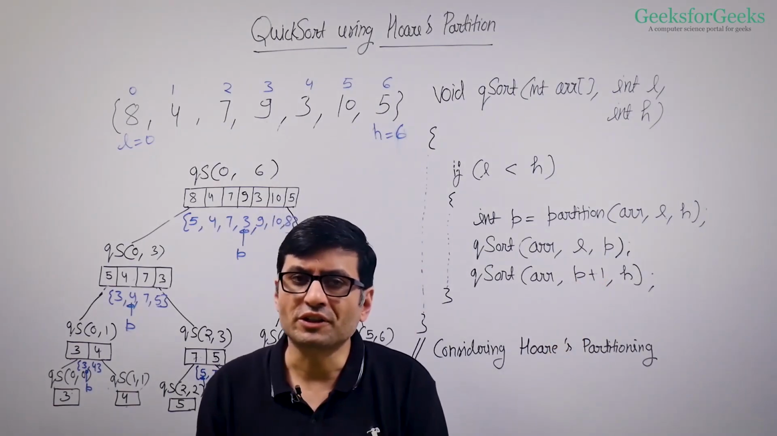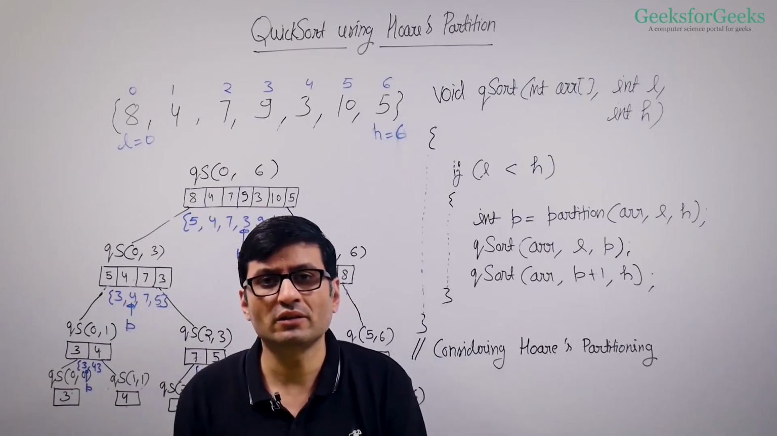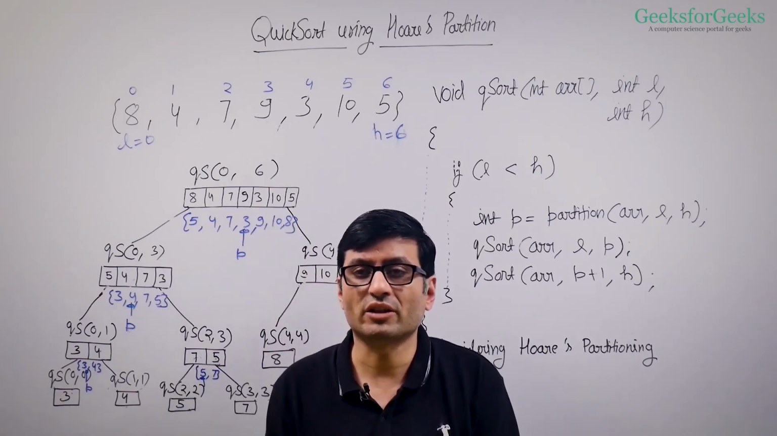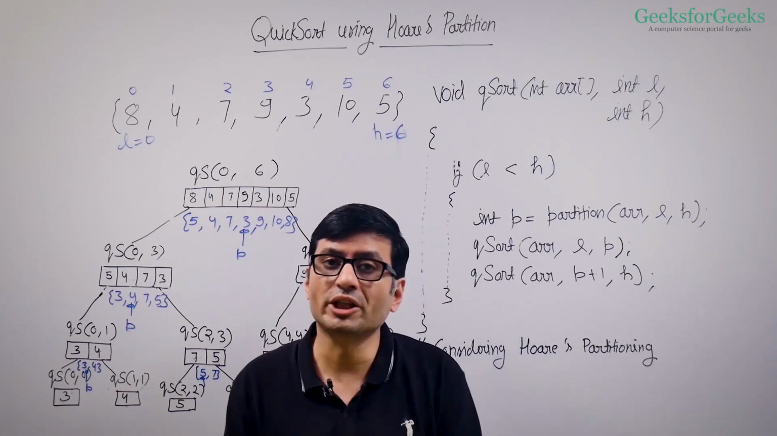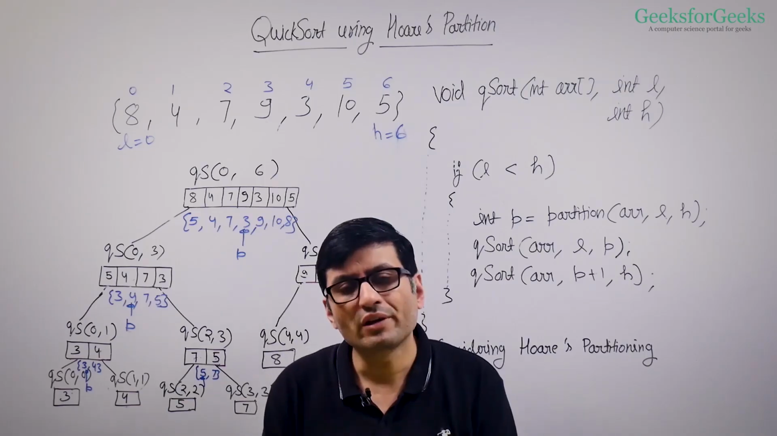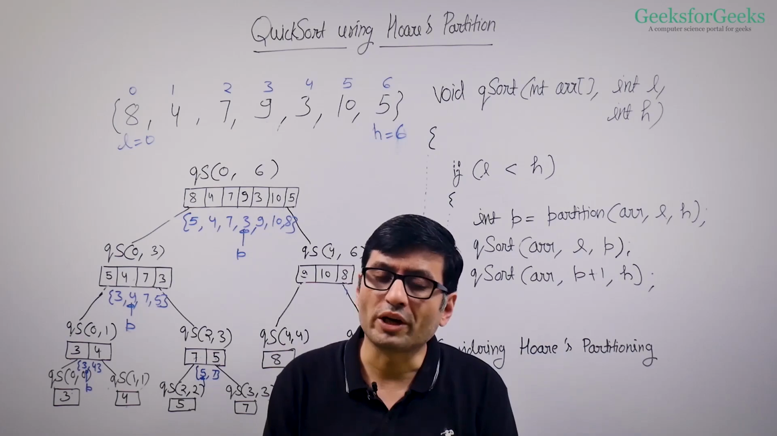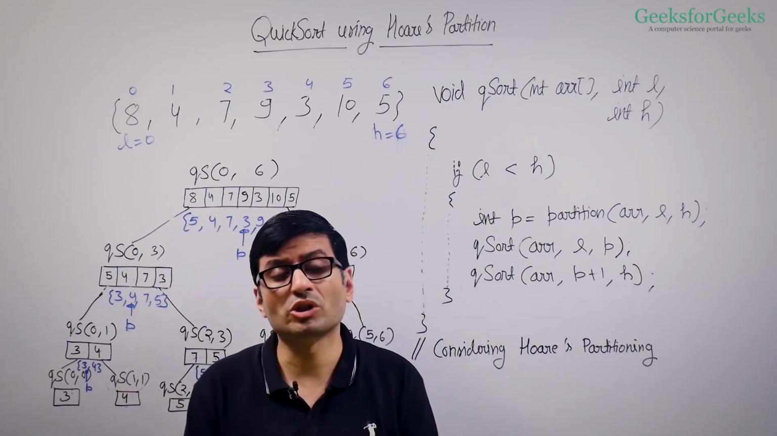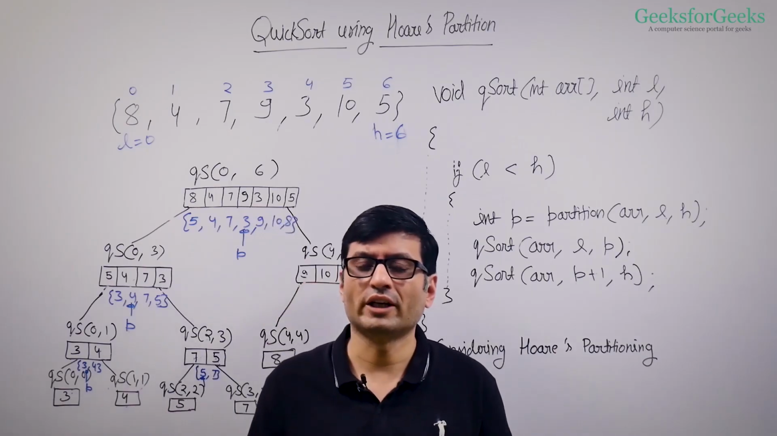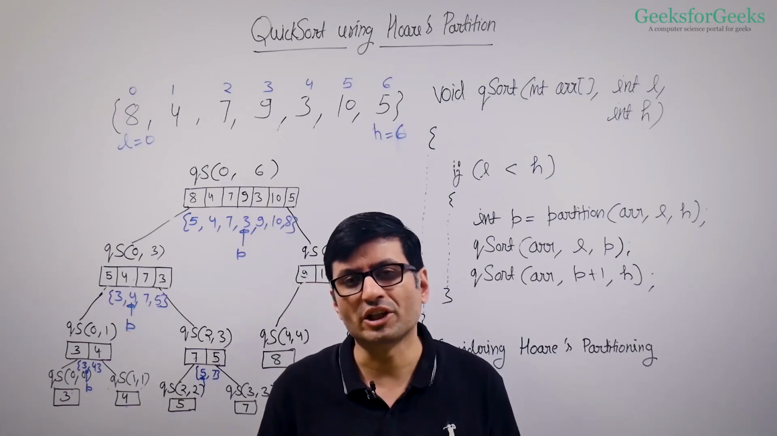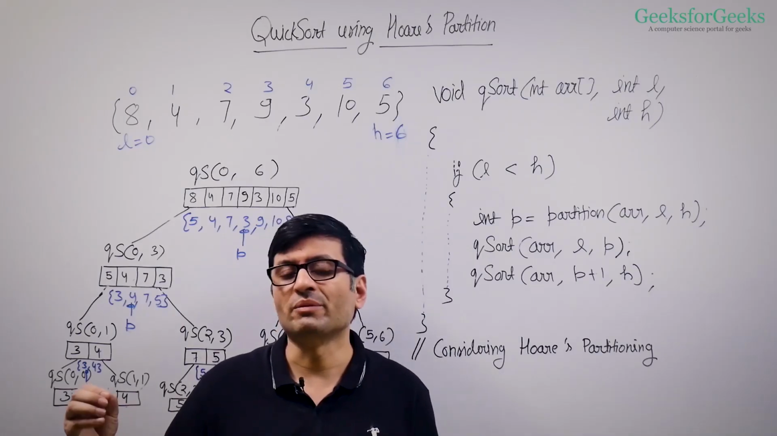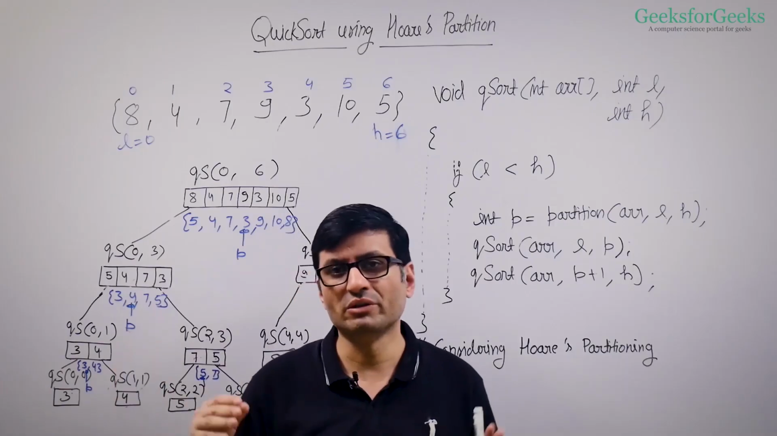Hoare's partition is much faster than Lomuto partition in general. There have been studies which say that Hoare's partition is 3 times faster than Lomuto partition on average. However, like Lomuto partition, Hoare's partition is also not stable. We did an example of an array where all the elements are the same in the Hoare's partition video, and we saw that the elements were changing their positions even if they were the same.